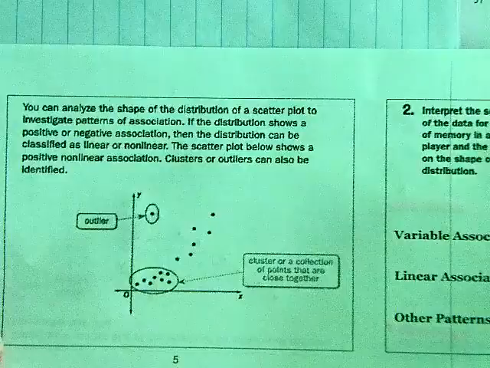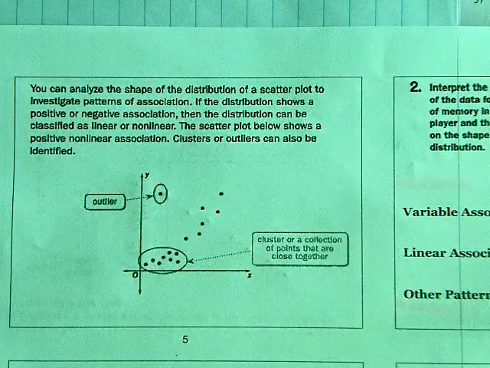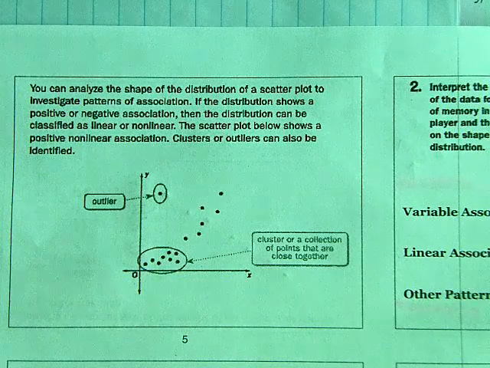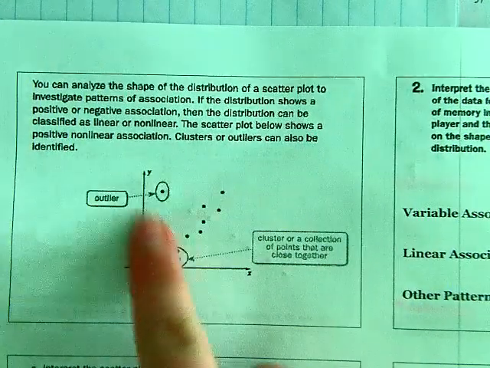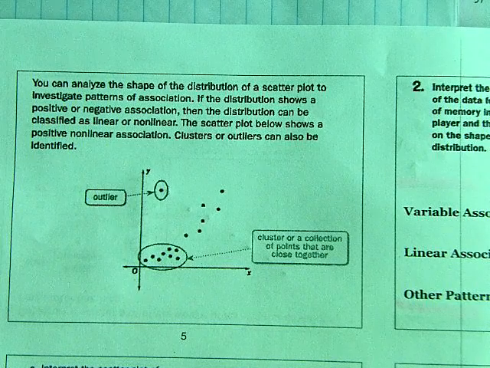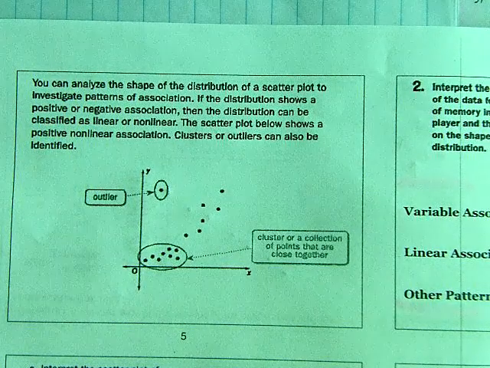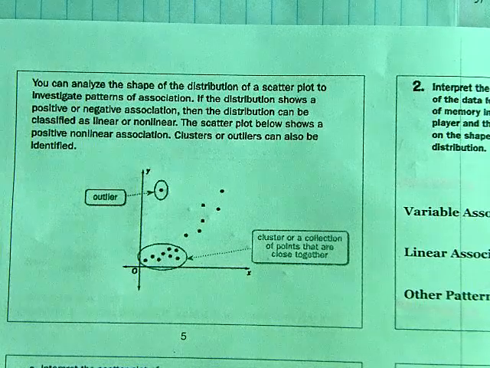Okay, so a lot of information here. There's also things called outliers and clusters. So you can analyze the shape of the distribution of a scatter plot, which is just the way it looks on the graph, to investigate patterns of association. If the distribution shows a positive or negative association, then the distribution can be classified as linear or nonlinear. We just talked about that.